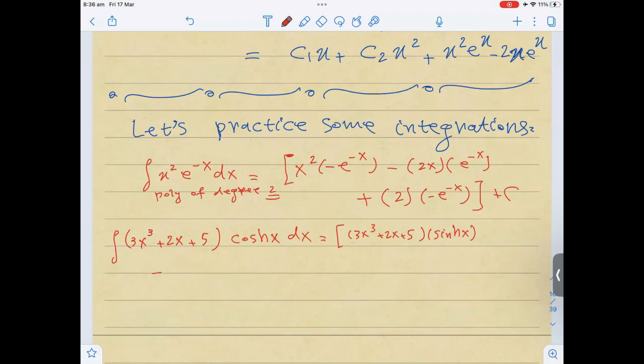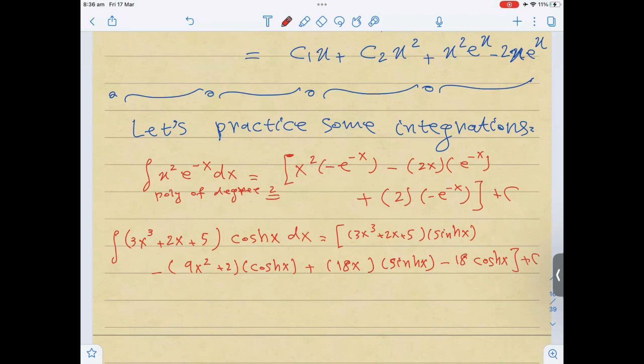Minus, the derivative of the first polynomial, 9x squared plus 2. Again, the integral of sinh is cosh. For the third expression, if there is a minus, I wouldn't put it outside, I will leave it inside parentheses. So again, 18x times sinh, and minus 18 times cosh.